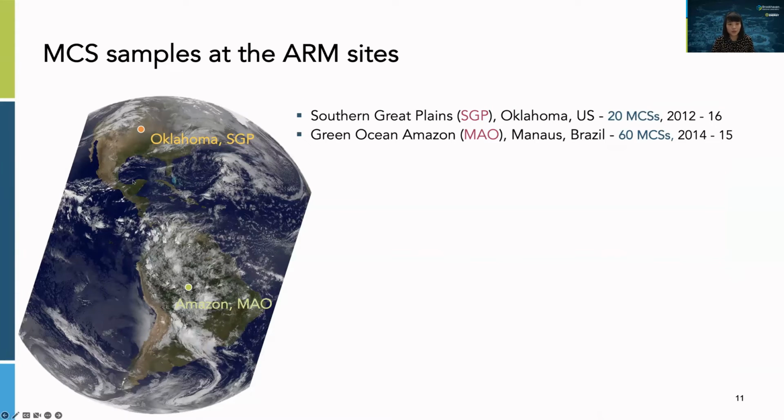For us, most of the observations we've been using are from two sites. One is in Oklahoma, US, and the other one is in the Amazon basin. So these two locations experience very frequent MCSs, as I've shown you in the introduction session. And we selected 20 MCSs from the Oklahoma site as mid-latitude examples, and 60 MCSs from the Amazon site as tropical examples.